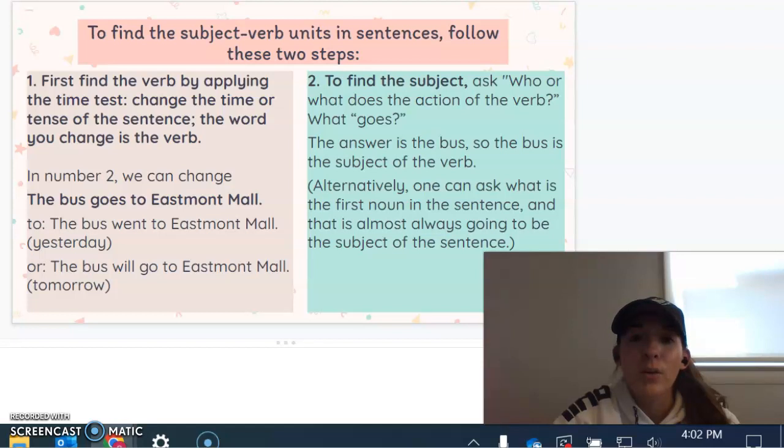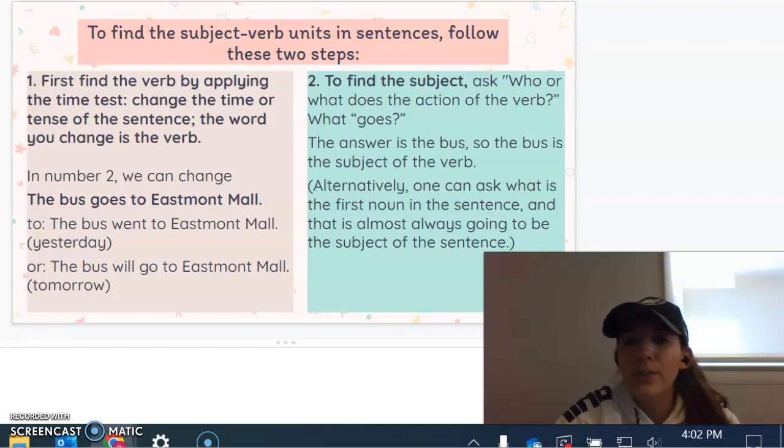Step 1, we first need to find the verb by applying our time test. Pretty easy. We're just going to change the time or the tense within the sentence. So in our examples, in number 2, we can change the bus goes to Eastmont Mall to the bus went to Eastmont Mall, making it yesterday, or the bus will go to Eastmont Mall, making it tomorrow.